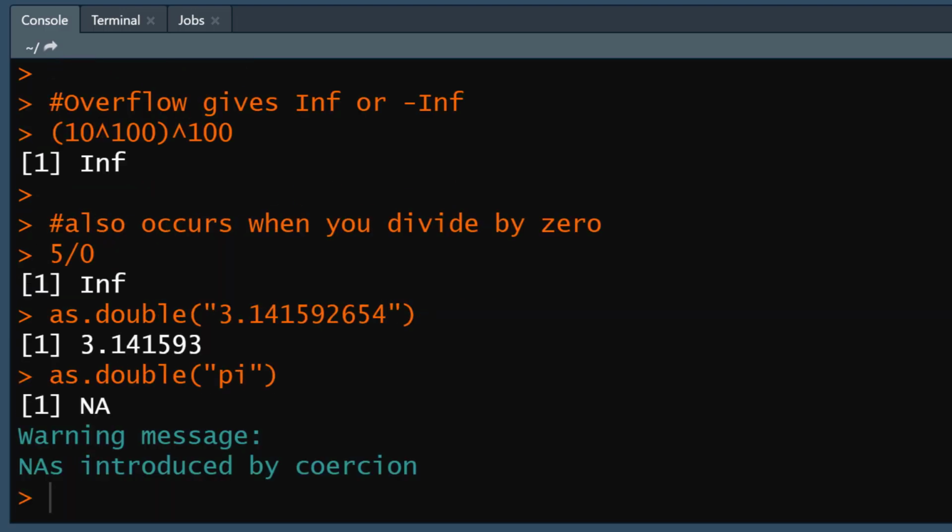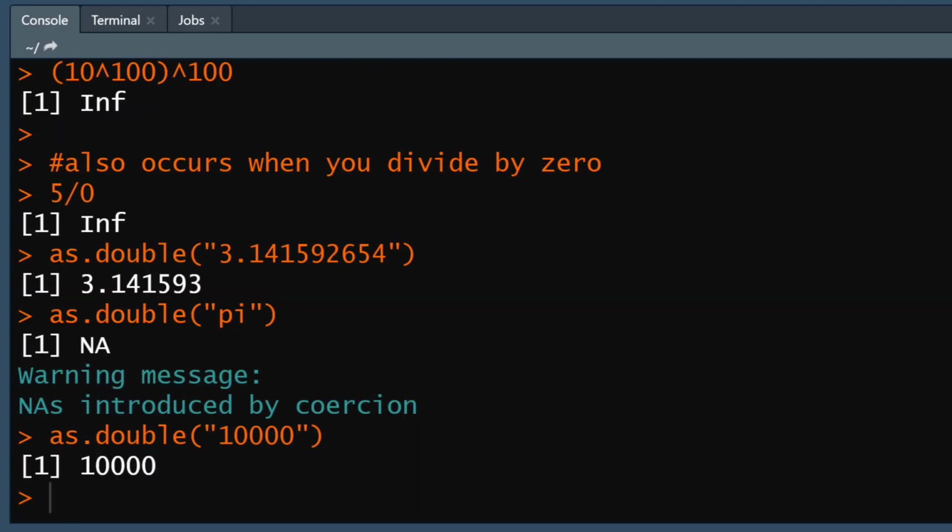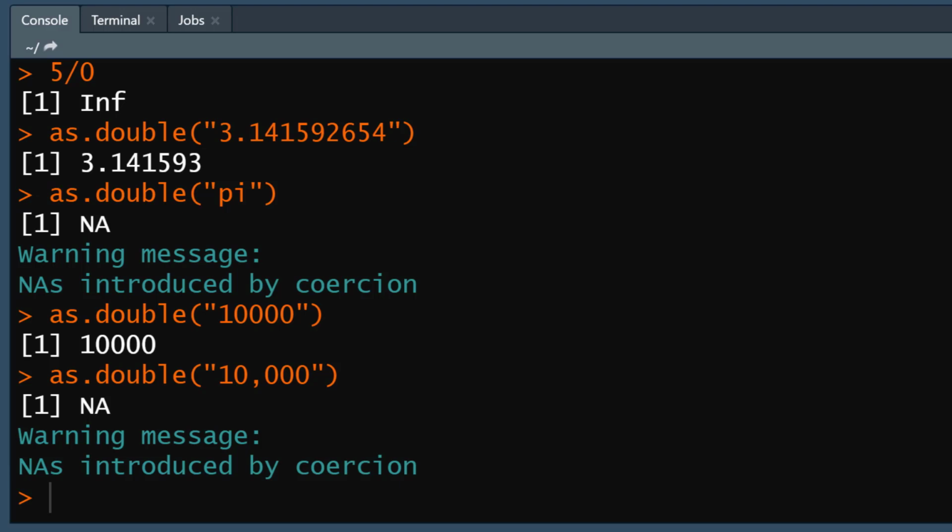So here, I've just typed the letters PI for pi, and tried to convert those into a number. R returns NA because it doesn't know how to do that. And what you can see from this is that R is really finicky with how it will convert text into numbers. So here, I'll convert 10,000 as text into a number, put it inside quotation marks, and I get 10,000. But if I put a comma in, R doesn't know how to deal with that comma, and trying to convert 10,000 with a comma inside of it gives me an NA.